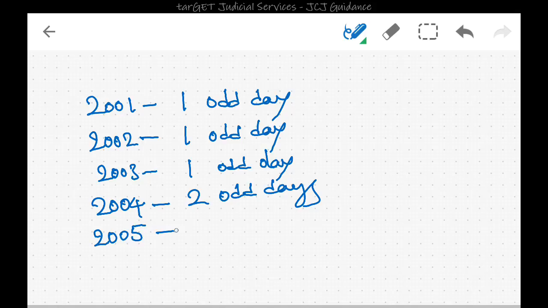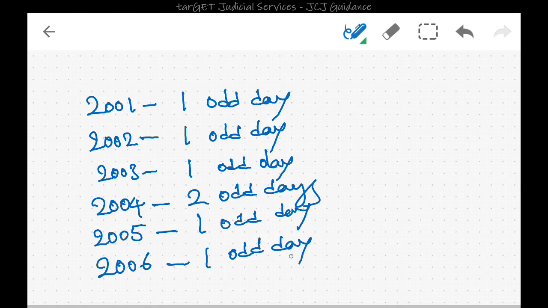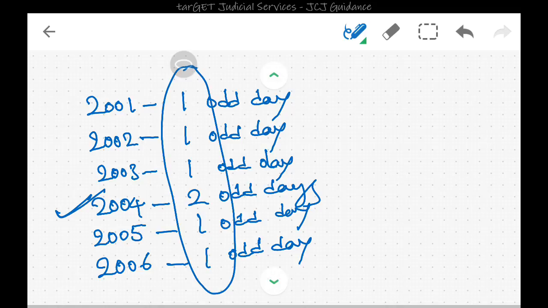2005 will have 1 odd day. 2006 will have 1 odd day. So calculating from 2001, there is 1 odd day in 2001, 1 in 2002, 1 in 2003, 2 in 2004 as it is a leap year, 1 in 2005 and 1 in 2006. The total will be 7. So a total of 7 odd days.